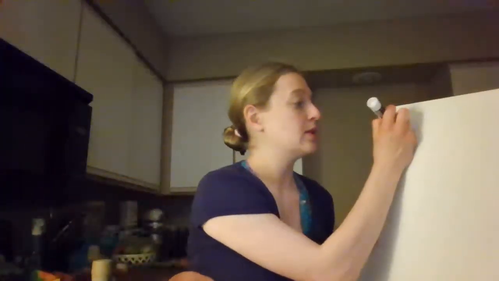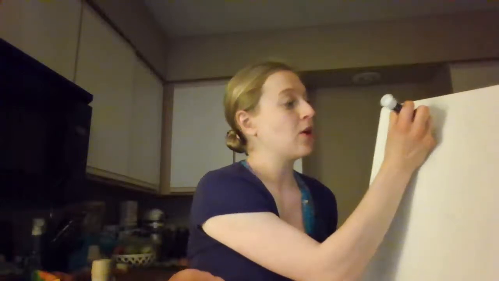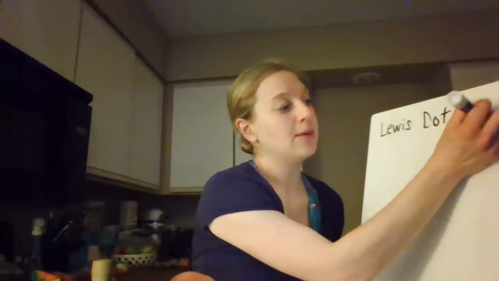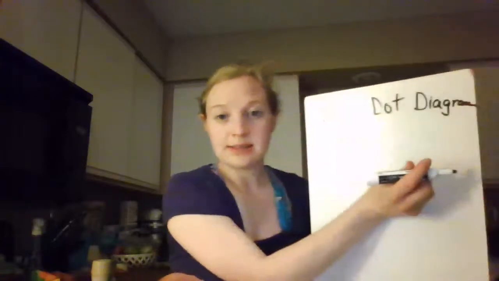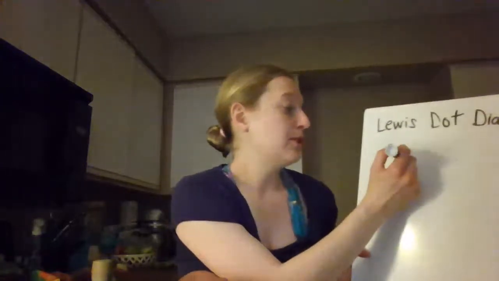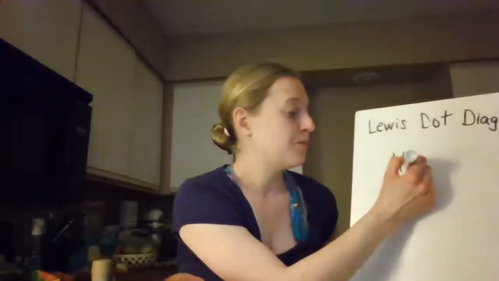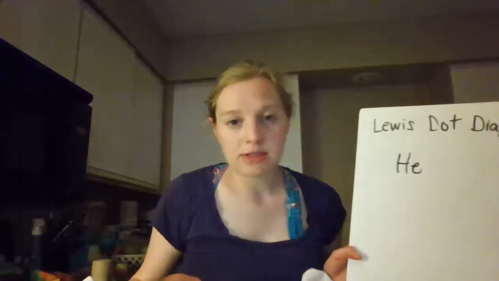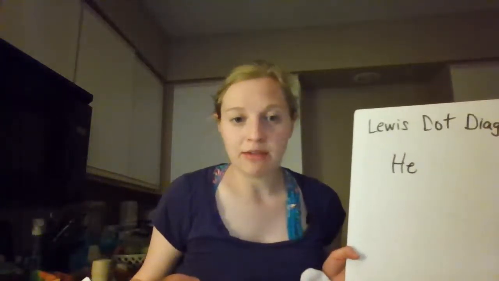Okay, now I'm going to draw what's called the Lewis dot diagram. Sometimes it's called the Lewis structure. I like to call it the Lewis dot diagram because then it reminds you that they're dots. Okay, so for the Lewis dot diagram, however many electrons there are in the outside level is how many dots you'll give it.